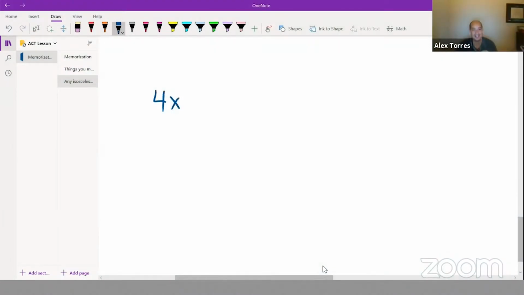So let's say that we had something like 4x cubed minus 2x squared plus x minus 5, and we were dividing that by x plus 2, let's say. In order to head into an ACT, you need to know how to do synthetic division. So let's practice that really quickly.